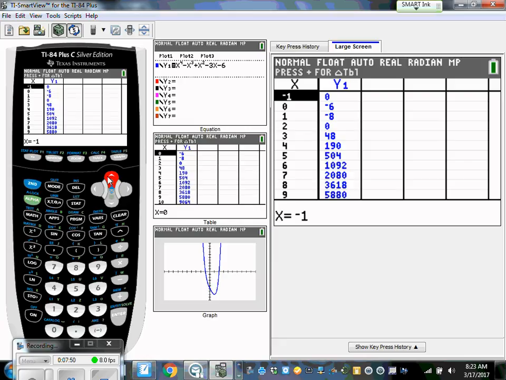I mean, it takes, what, hitting 2 buttons to confirm to make sure those are good answers? Because sometimes the graphs are deceiving. It might look like it goes through something, but if you check your table, it really doesn't. Okay, so just make sure you confirm. So -1 and 2 are good answers.